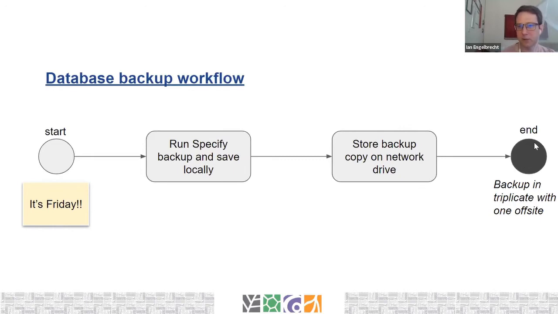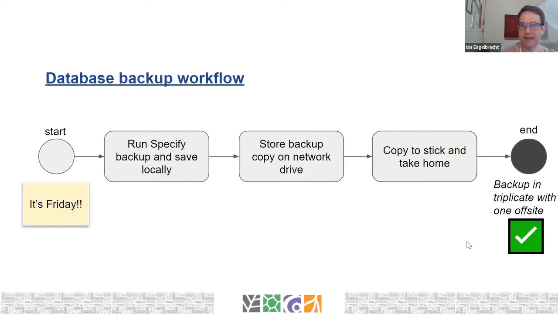So we've got the backup stored on the network drive. But my endpoint here says the backup must be in triplicate with 1 copy of the backup off-site. Hang on. So there's actually a problem here, is that my steps don't actually meet the requirements that I've got for this workflow. So we do actually need an extra step here.